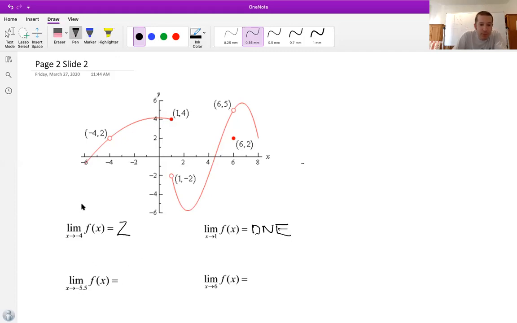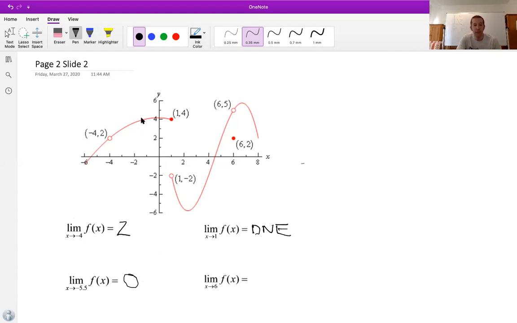So as I approach -5.5 from the left, the y value, right? I start to the left of -5.5 and I trace the graph. At -5.5, the function value, the y value, is equal to 0. And as I approach -5.5 from the right, the y value is approaching 0 again. So that means the limit as x approaches -5.5 of this function is equal to 0. Again, the left-hand limit is 0 and the right-hand limit is 0, which means the limit itself is 0.